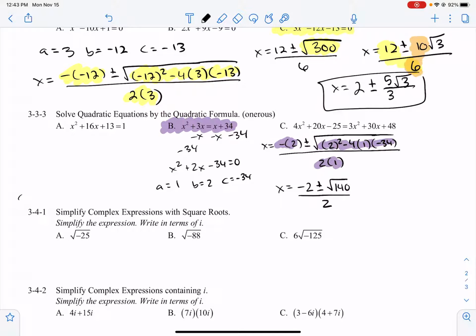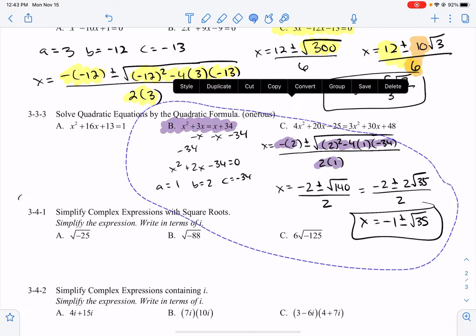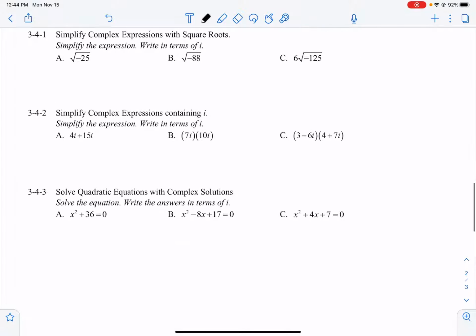And the square root of 140 becomes 2 root 35. So I end up with negative 2 plus or minus 2 root 35, all divided by 2, which is nice because negative 2 divided by 2 is negative 1. 2 divided by 2 is just 1, so I end up with square root 35. Okay, our video is starting to run a little bit long, so I'm actually not doing part C on the video. If you have a question about part C, come see me in class. I'm okay in person. I'm not that scary.